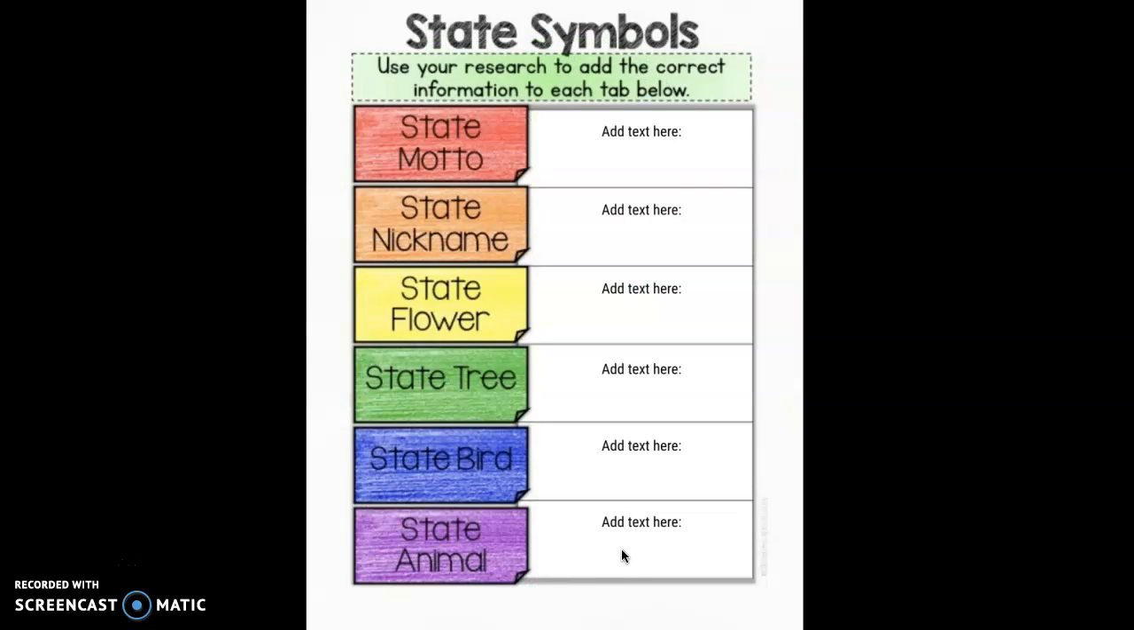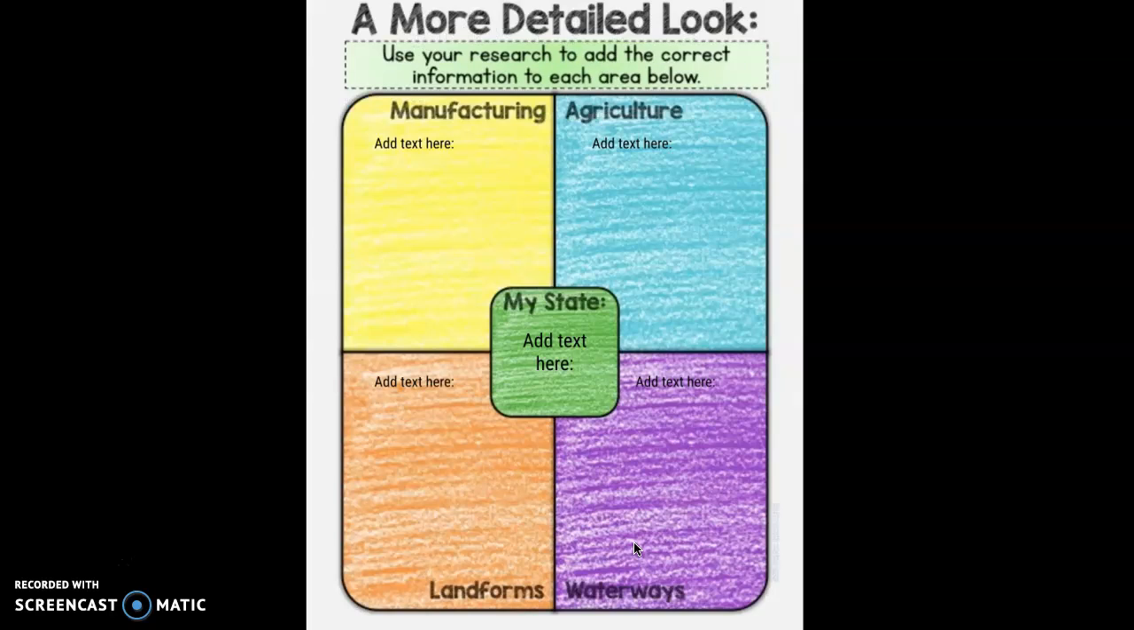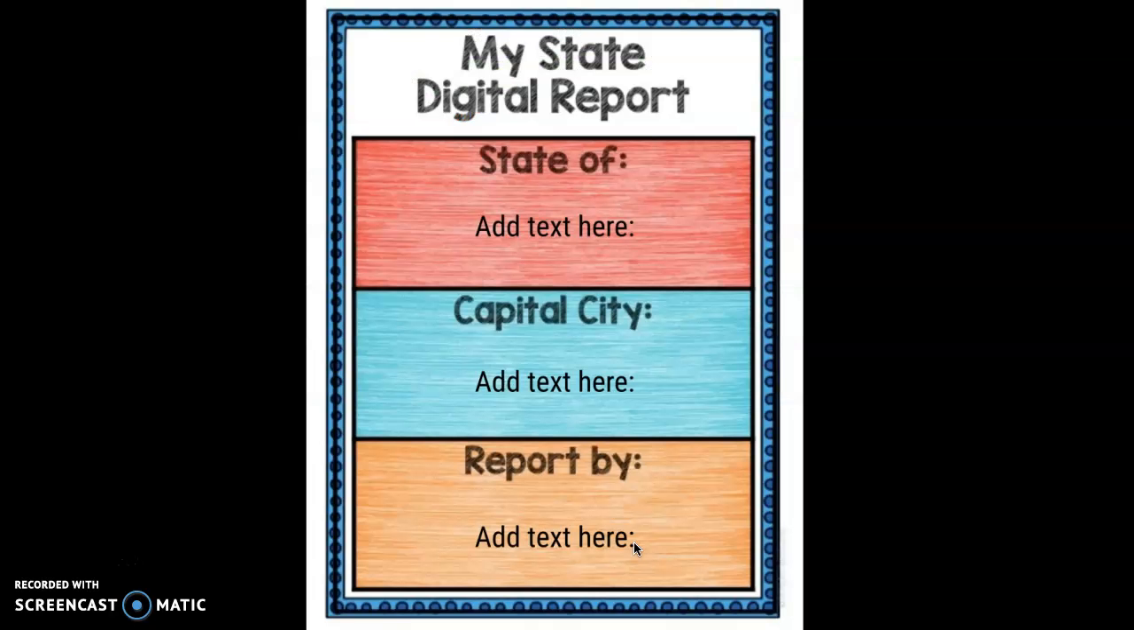Then, through your research, you'll be finding what the state motto is, the nickname of your state, the state flower, the state tree, the state bird, and the state animal. And you'll be putting those into this area. Remember, you're only doing this page before Monday.